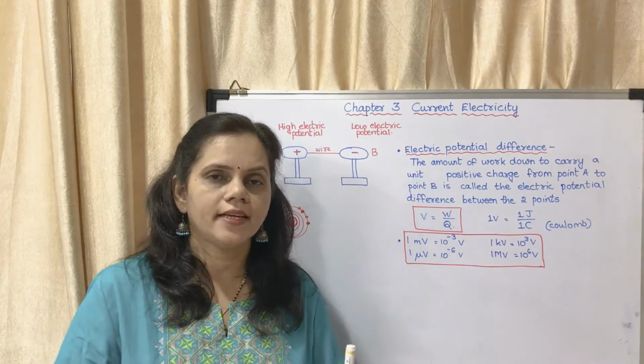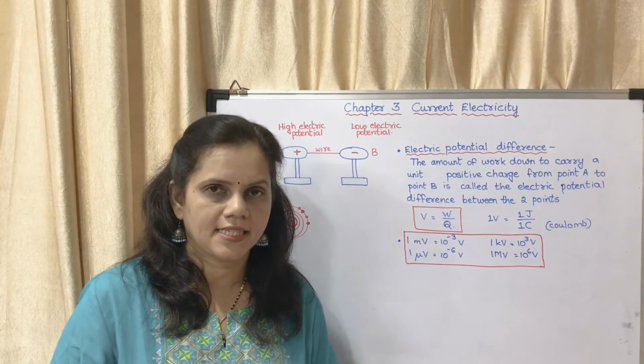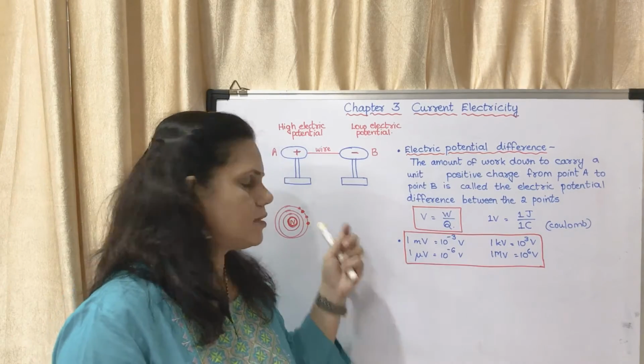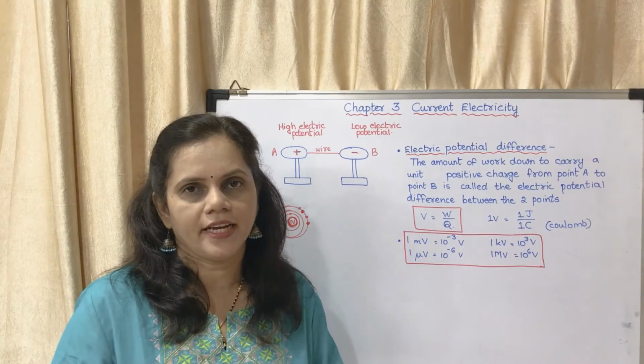So basically metals are good conductors of electricity. Why are metals good conductors of electricity? Because they have free electrons.